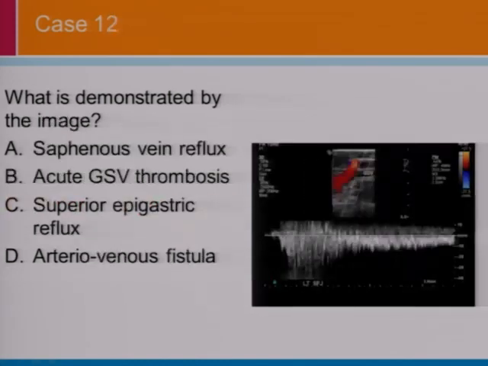Okay, hold on a second here. There we go. All right, next question. What is demonstrated by this image? I'll give you a few minutes to look at this before we put on the audience response. Is this saphenous vein reflux? Is this acute great saphenous vein thrombosis, superior epigastric reflux, or an arteriovenous fistula? And now we can do the audience response.